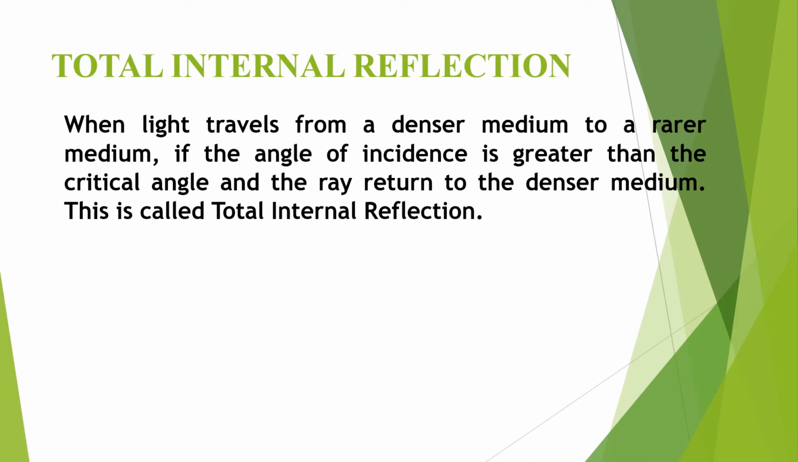We are going to see about total internal reflection. Here, let's see the definition for total internal reflection. This is nothing but when the light travels from a denser medium to a rarer medium, if the angle of incidence is greater than the critical angle, then the ray returns to the denser medium. That is total internal reflection. That means as the angle of incidence increases beyond the critical angle, there is no more refracted ray. All the emergent rays are totally reflected inside the medium. So this is nothing but total internal reflection.